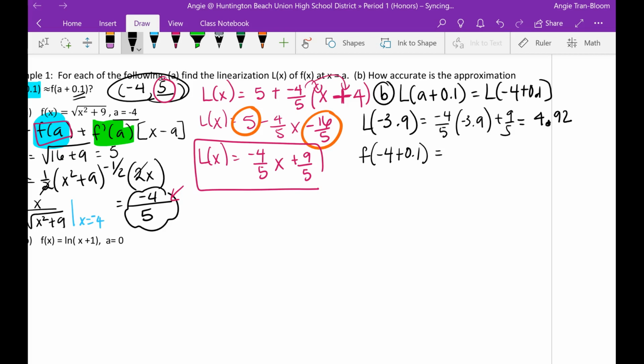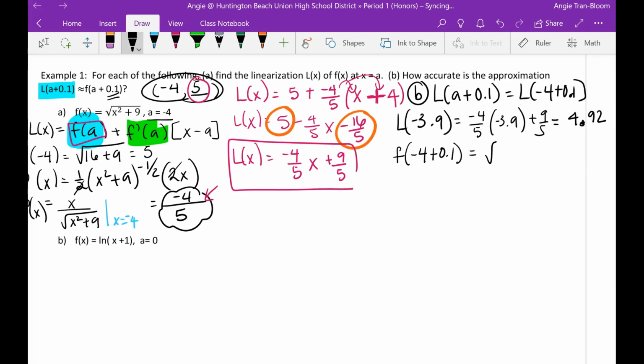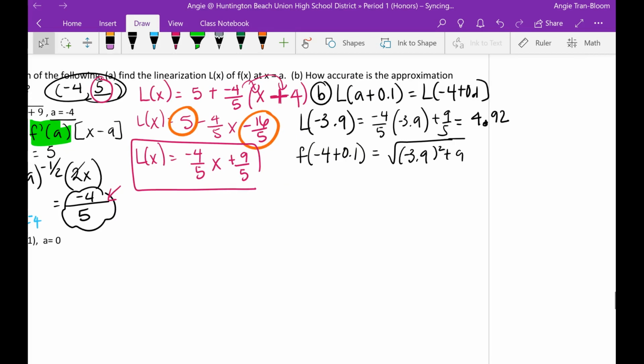Which is f of negative 4 plus 0.1, and the f function was a square root, and again, that's negative 3.9 squared plus 9. I definitely would need some calculator help here. So the y value near negative 4 is 4.9203.